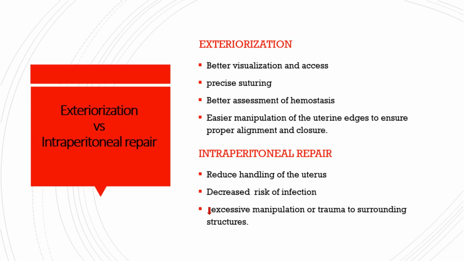Removing the uterus from the intraperitoneal cavity allows for better visualization and may be useful if there is a large extension of the hysterotomy incision. However, there is a higher risk of infection. Leaving the uterus in the abdominal cavity may be necessary too if there are large fibroids making exteriorization difficult.